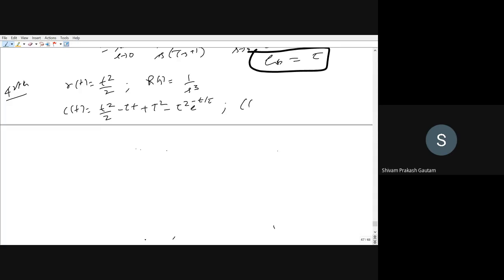So C(s) is equal to 1 by R(s) multiplied by tau s plus 1. So this is our C(s). We have calculated it. Now in this case also you can calculate the error.